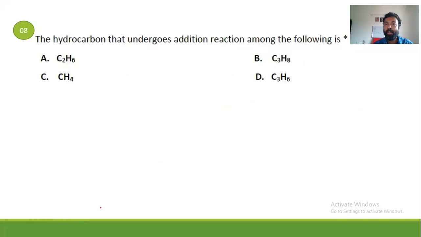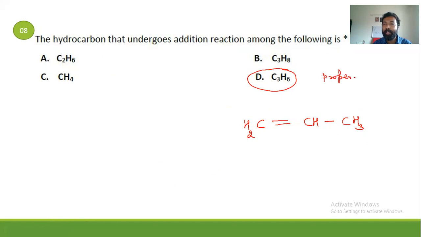Number seven, that was. Eighth question: the hydrocarbon that undergoes an addition reaction among the following. If I take this eighth question, the option is D. Now, what is this? Let's have one, two, three carbons and make a double bond here, with CH3 here and CH here. The valency is satisfied here, 4 on each carbon, and it has 6 hydrogens. It is called propene.